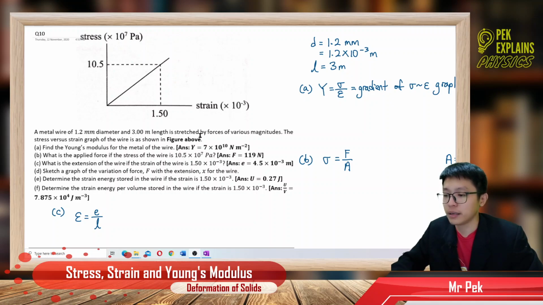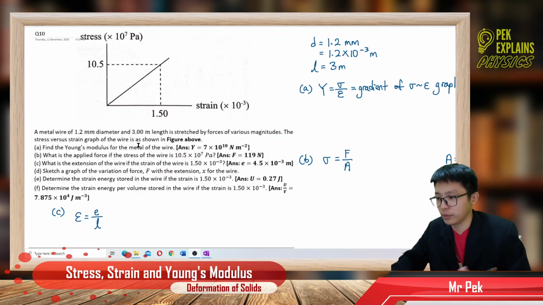The wire is stretched by forces of various magnitude. The stress versus strain graph of the wire is as shown in this figure. Find the Young modulus for the metal of the wire. Okay, I want to find the Young modulus of the wire.